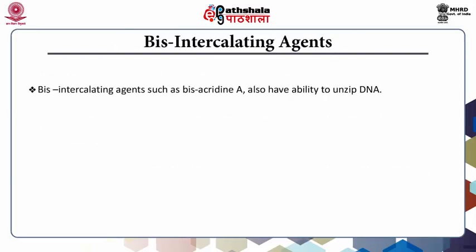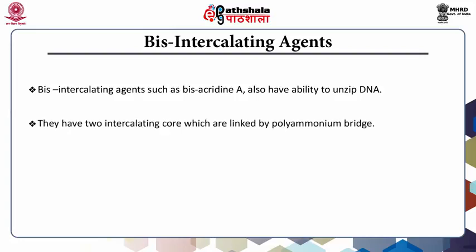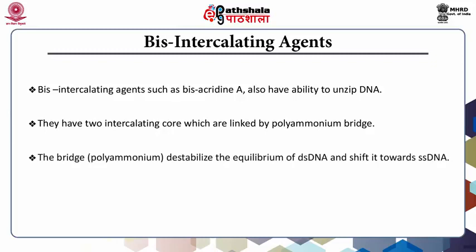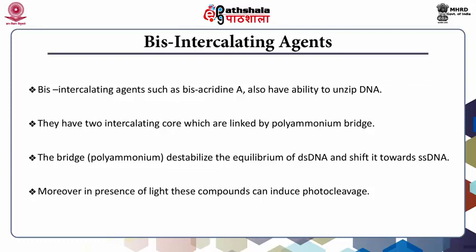The bis intercalating agents such as bis-acridine also have the ability to unzip DNA. They have two intercalating cores which are linked by a polyammonium bridge. The bridge destabilizes the equilibrium of double stranded DNA and shifts it towards single stranded DNA. Moreover, in the presence of light, these compounds can induce photocleavage of DNA also. So, mono intercalating and bis intercalating agents can both denature the DNA, but their mechanisms are different.